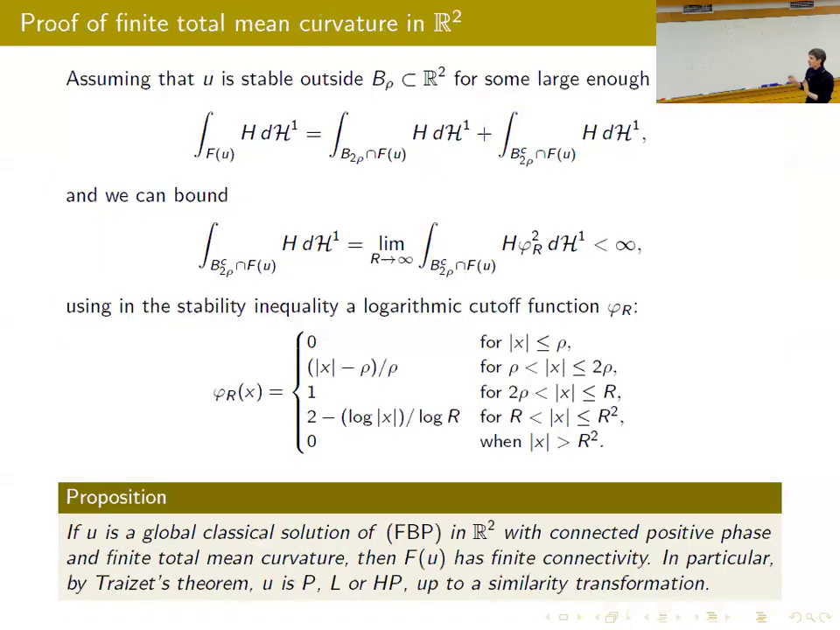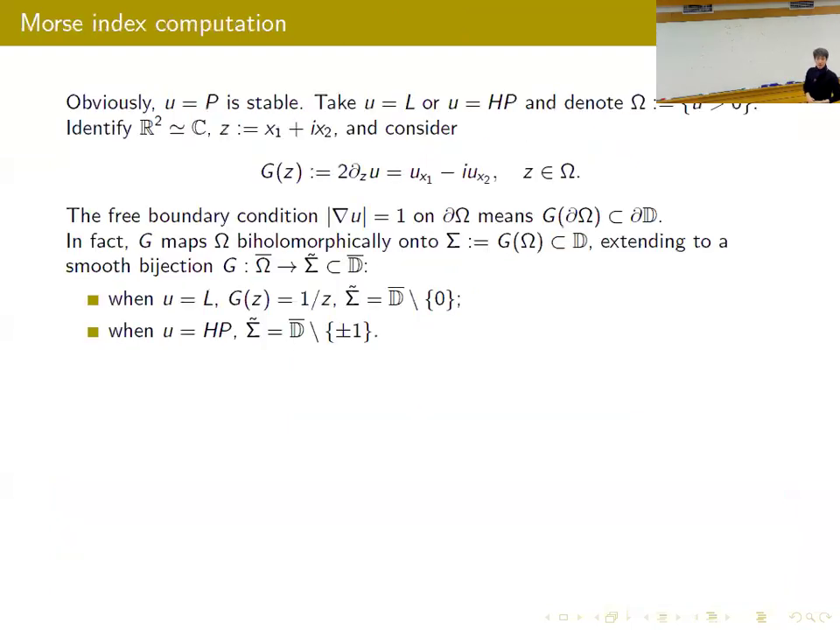And well, once you have this machinery developed, then proving the finite total mean curvature bound is straightforward. It just uses the stability outside a bounded disk in R2. So the total mean curvature you express as an integral over a bounded disk and an integral over the complement of it, where the solution is stable, and use stability to show that this is finite. And the way you do it is by again using a logarithmic cutoff function, which is the nice object that you have in 2 dimensions. So at the end of the day, you get the finite total mean curvature and you get a proof of the theorem. Okay, what about the index computation?